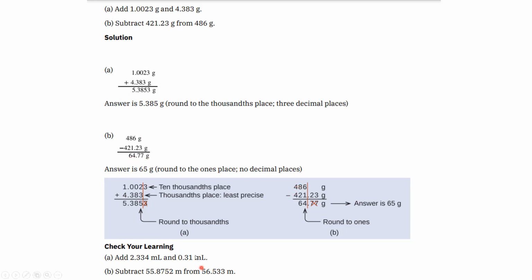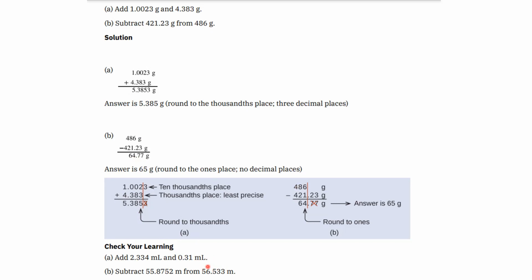And then we've got a couple examples at the bottom here. If you want to pause the video and practice with each of these, again, just pause it so you get a little bit extra time. But if we look at it, 2.334 plus 0.31 milliliters, we get 2.644. And we'll see it on the next one.